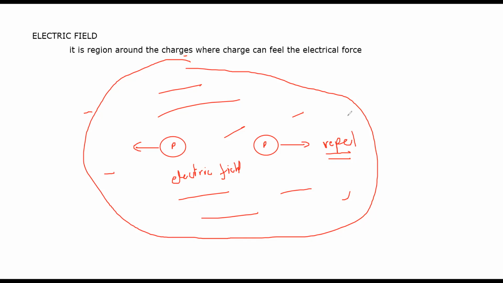But how do we represent this electric field, because this is not the way we represent an electric field? We represent the electric field by lines. Electric field lines are used to represent electric field. And how do we draw these lines?